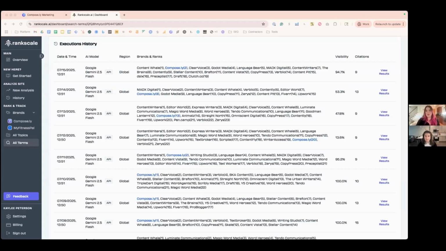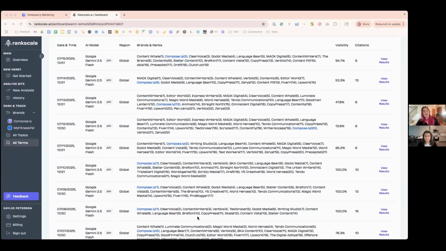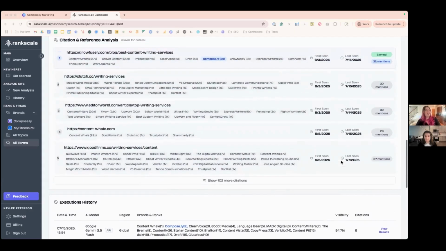So I'll actually show you quickly. In one of the tools that we're testing right now, we're tracking daily the results for "best content writing service" for my business, and we're tracking it in Gemini. And what you're seeing here is that every single day, those results change in Gemini. The order that Composely appears in, we went from number one to number two to 20th to 13th. The amount of citations they provide changes every day. The kind of content that they're citing changes every day.